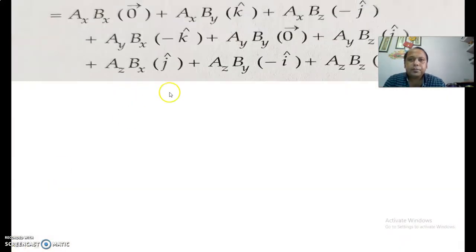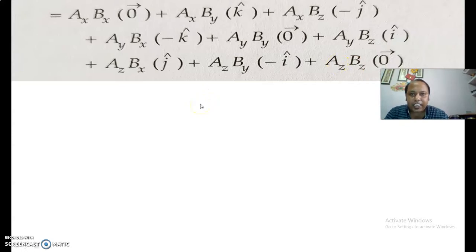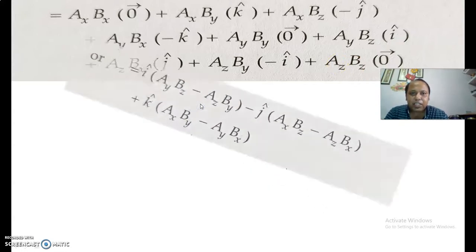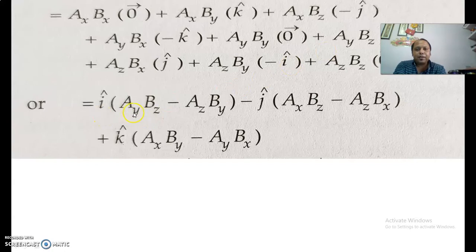As we have done 0, 0 and 0 for 3 terms, we are putting it 0, and then further taking I common, then j common and k common, we have a relation here which is given by: I cap (ay bz minus az by), then minus j cap (ax bz minus az bx), plus k cap (ax by minus ay bx). So in this way specifically we are dividing it into 3 terms.